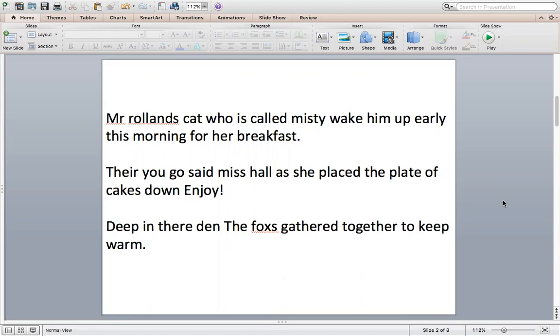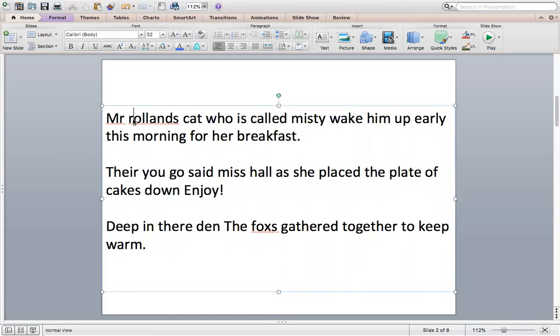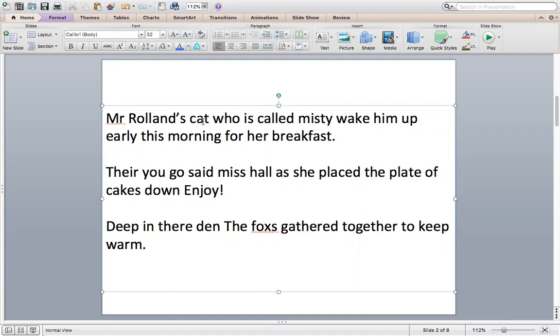Okay, so hopefully you've had a go by yourselves. Now let's have a look at these sentences. So the first one, brilliant. It's got a capital letter for the start of a sentence and for Mr. Rollins. Now Mr. Rollins is a name, so it's a proper noun, so it needs a capital R. Mr. Rollins' cat. The cat belongs to Mr. Rollins, so we need to use an apostrophe for possession. Mr. Rollins' cat, who is called Misty.